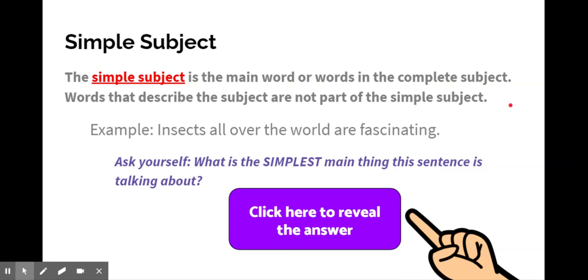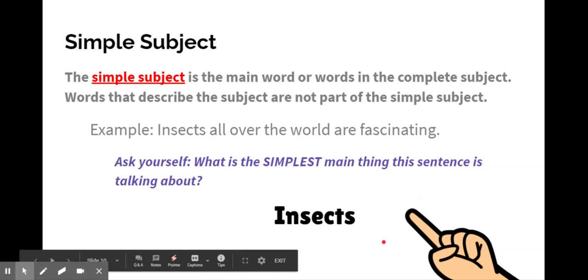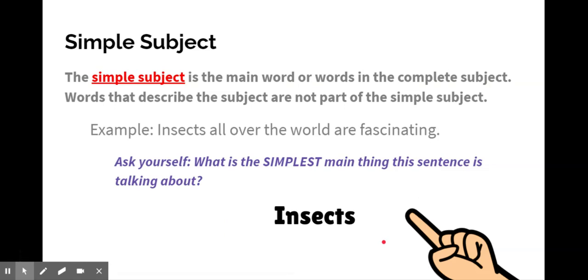I want you to ask yourself, what is the simplest main thing this sentence is talking about? Can you think of it? Let's click to reveal. It's insects. This entire sentence is about insects. All over the world are fascinating. So insects is our simple subject.